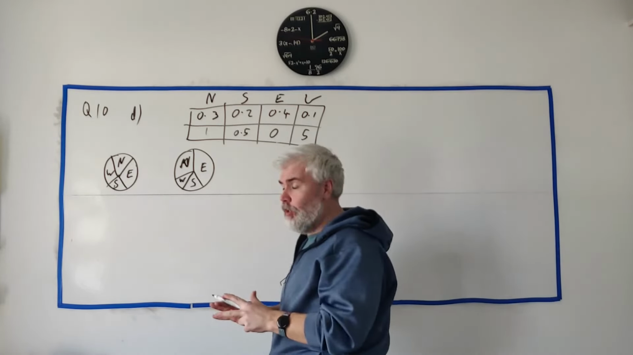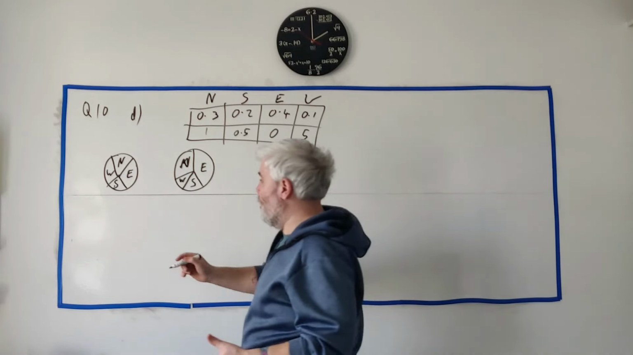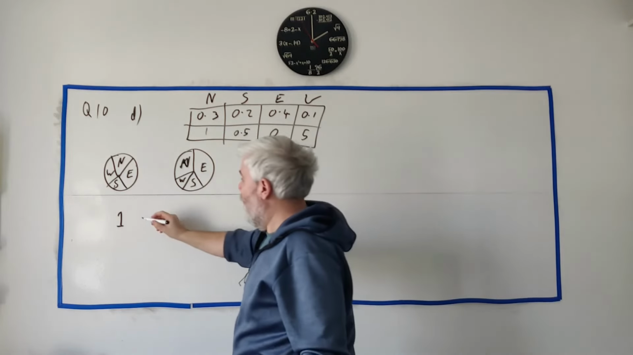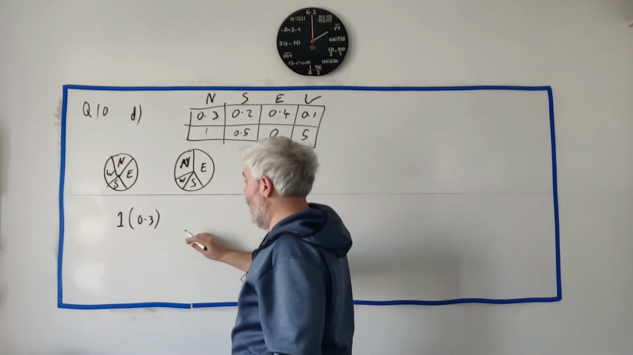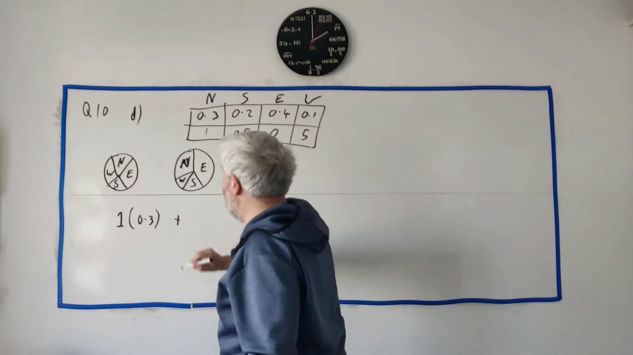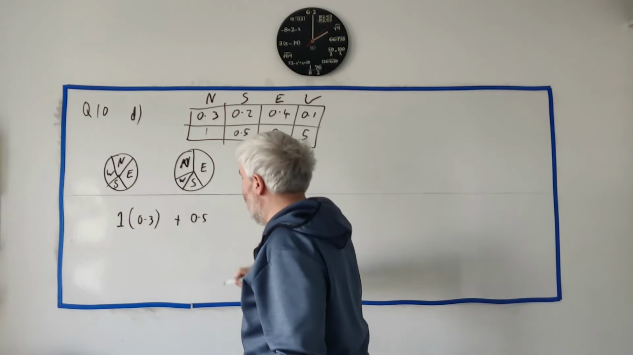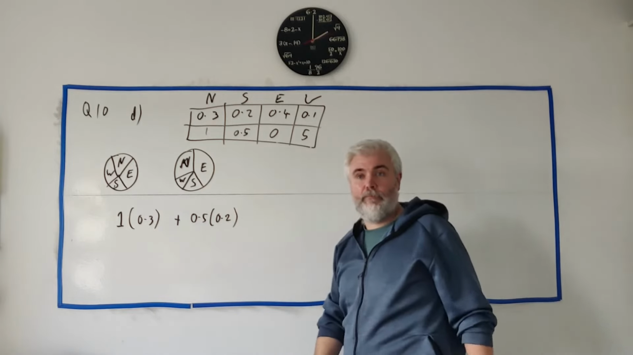So I bet a euro, and I would expect north to come up sometimes. I would expect to win €1 from north, and I'd expect to win it 0.3% of the time. Then I would also expect south to come up, and I would expect to win 50 cents. And I'd expect that to happen 0.2% of the time.